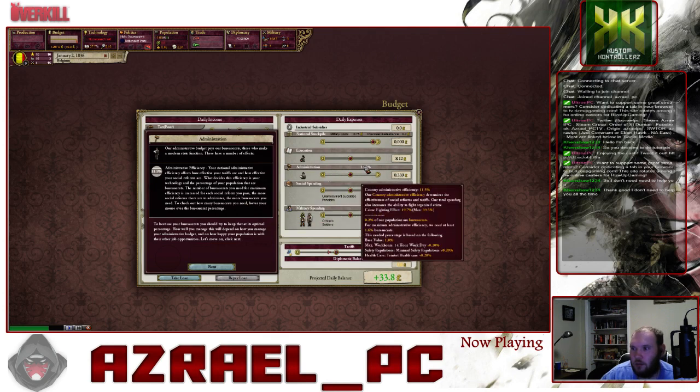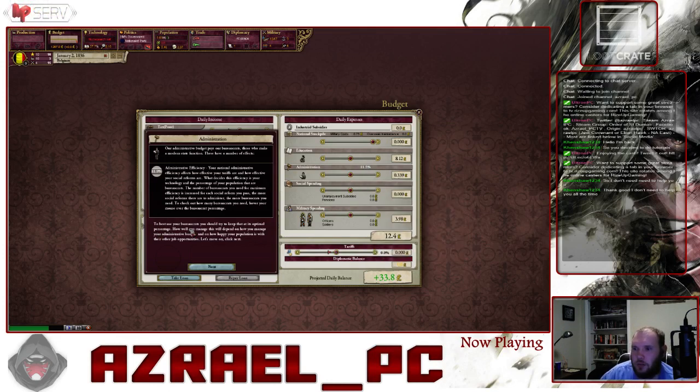How many bureaucrats do I need? Country administrator, 11.5%. For maximum administrative efficiency, we need at least 1.6%. To best use your bureaucrats, you should try to keep that at its optimal percentage. How well you manage this will depend on how you manage your administrative budget and on how happy your population is with their other job opportunities.